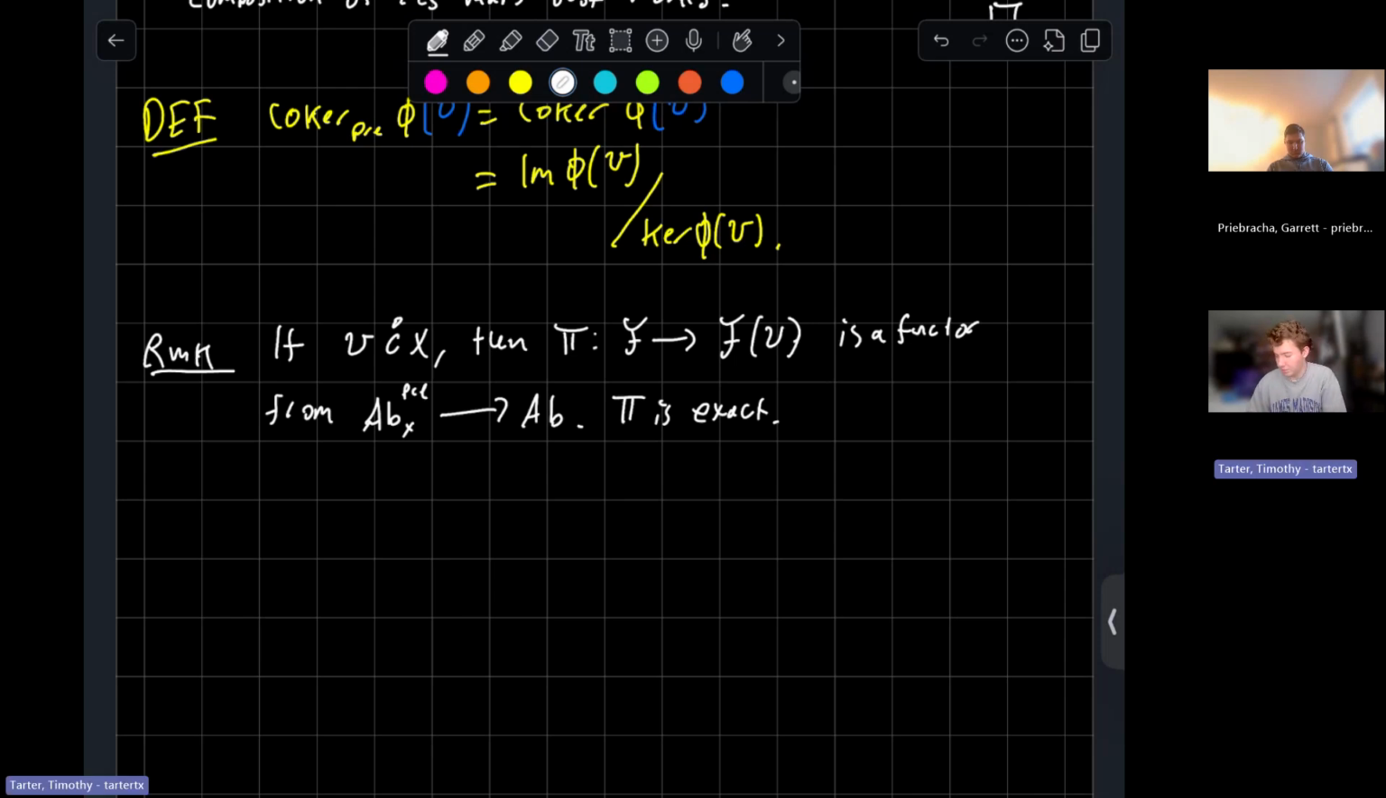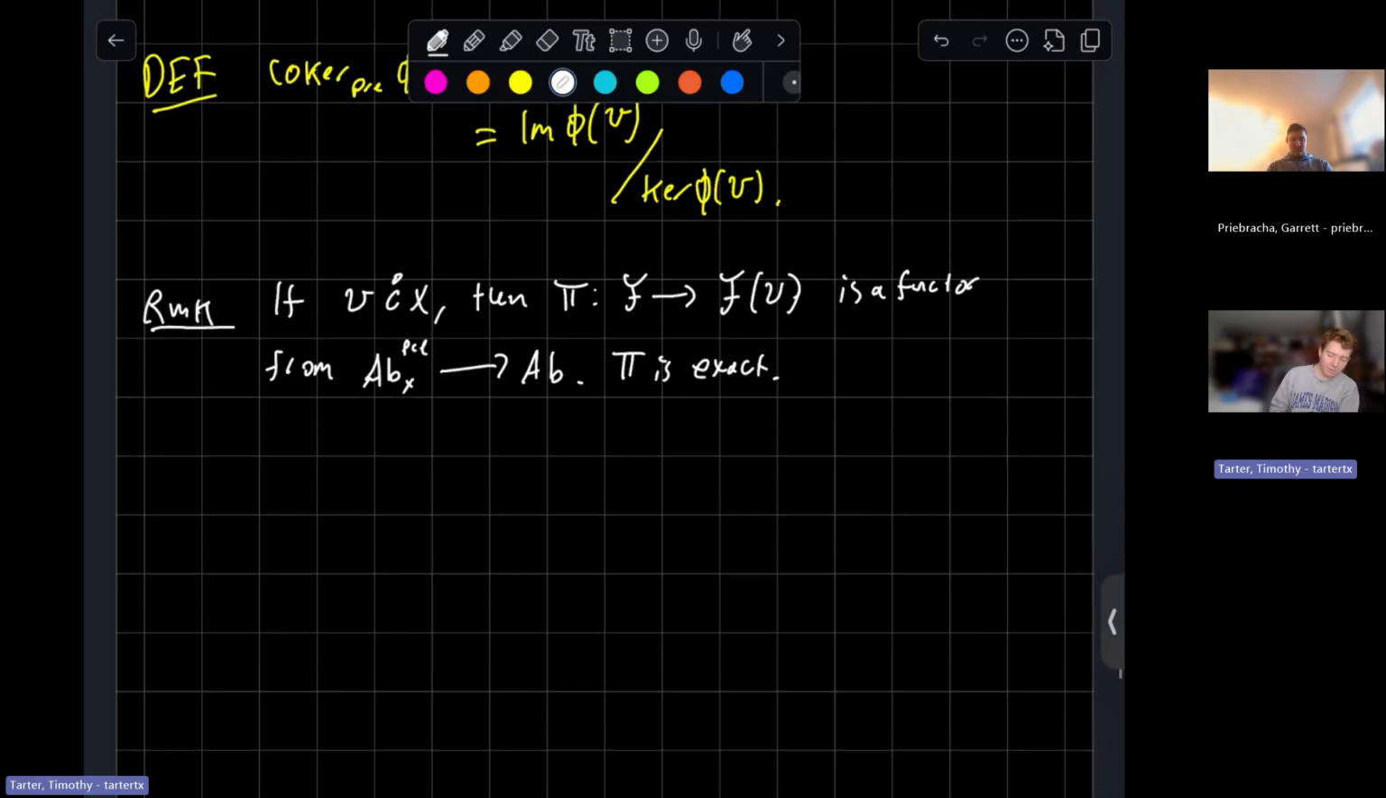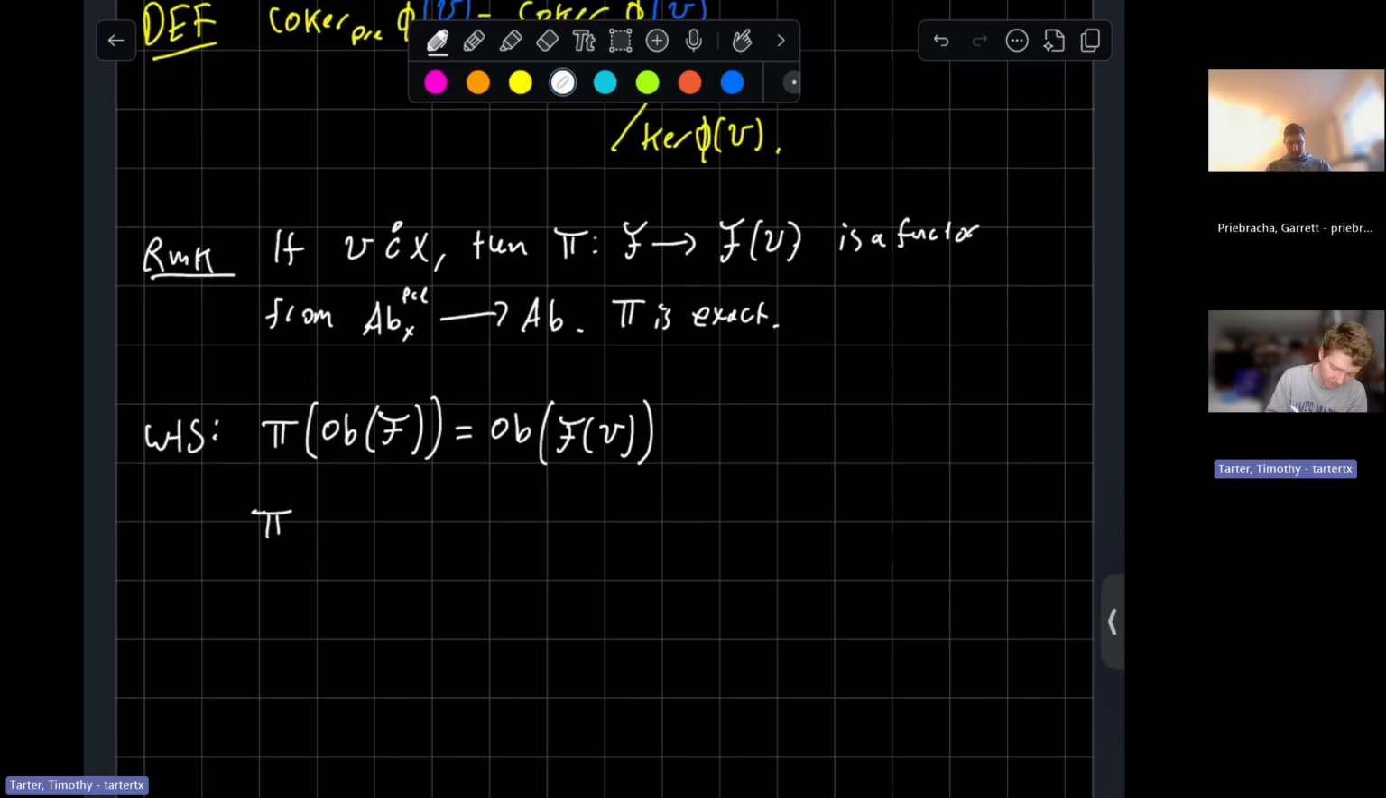So I'm assuming that F is a presheaf on X. And so what we want to show is that π of ob F is equal to ob F over U, or I guess that it maps to that. And then that π of mor F is equal to mor F over U.